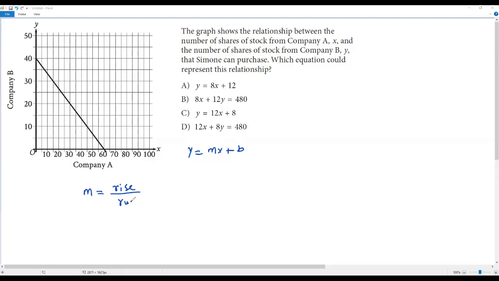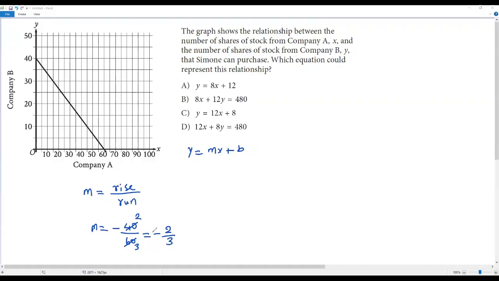over run. So what is the rise here? The rise is negative 40, because from this point we are coming down 40 units to reach the origin. Since we are coming down, we take this length as negative. So the rise is negative 40. And the run, the horizontal distance over here, is 60. For both 40 and 60, the greatest common divisor is 20. So 20 goes into 40 two times and 20 goes into 60 three times. So the slope is equal to negative 2 over 3.